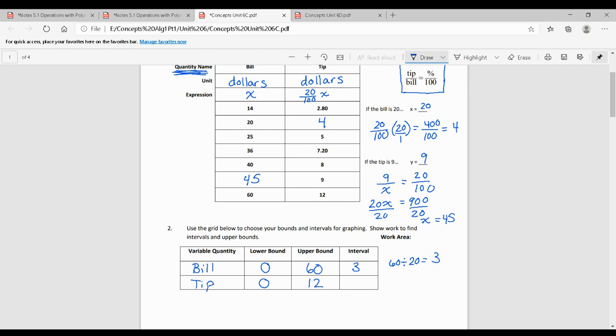Now for tip, we do the same thing. Upper bound divided by 20. And 12 divided by 20 gives me 0.6. Is that a nice one? No. Most of you have been solid with this, but I do not put 0.6 in my chart. I round that. I always round up. So what should I round 0.6 to? 1, exactly. Any questions with that?